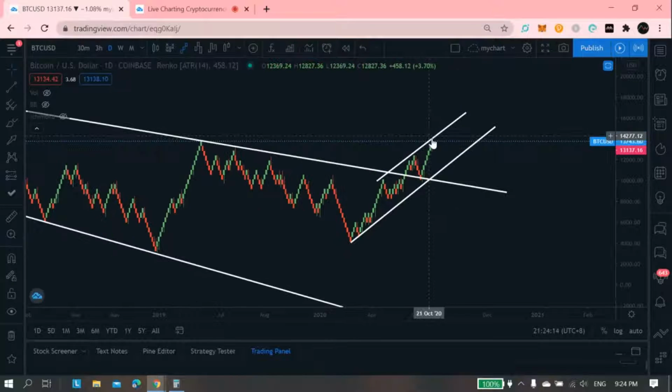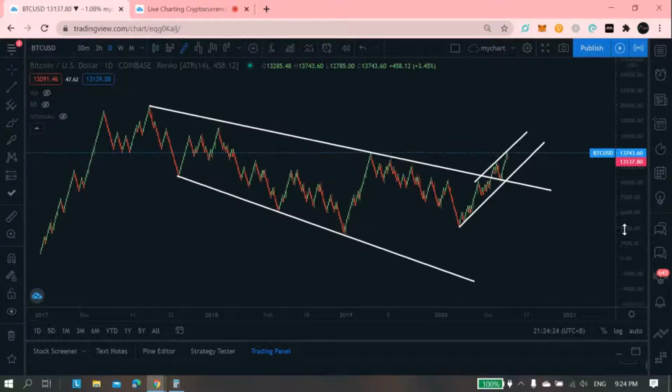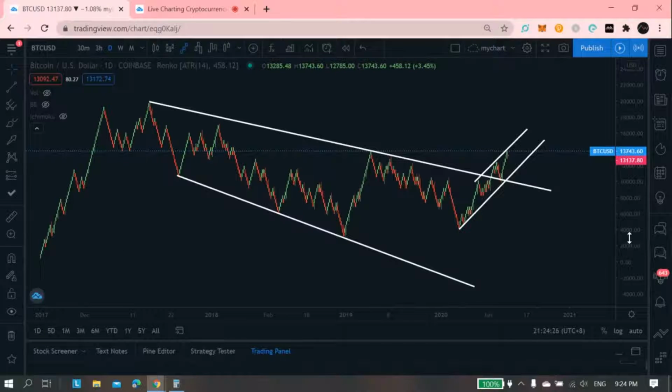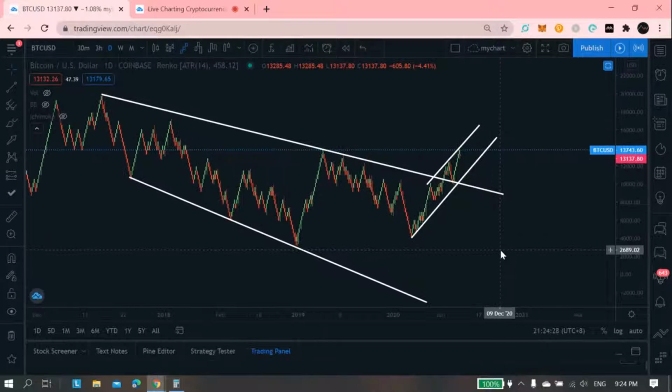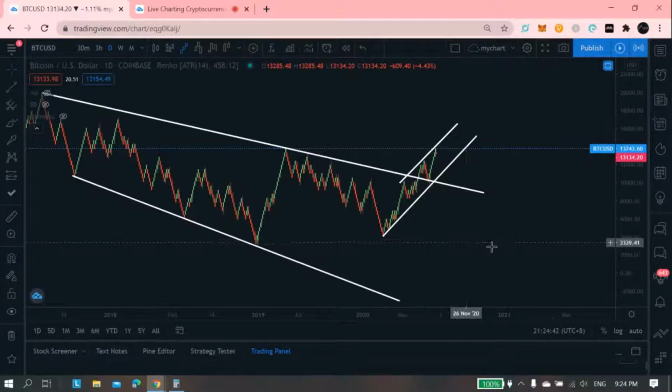So actually, I'm waiting for the breakout at this 13,800 before I go long. That's on the higher time frame, or I can put a higher position, because currently it's just small positions. Just playing, not necessarily playing. I'm just scalping.